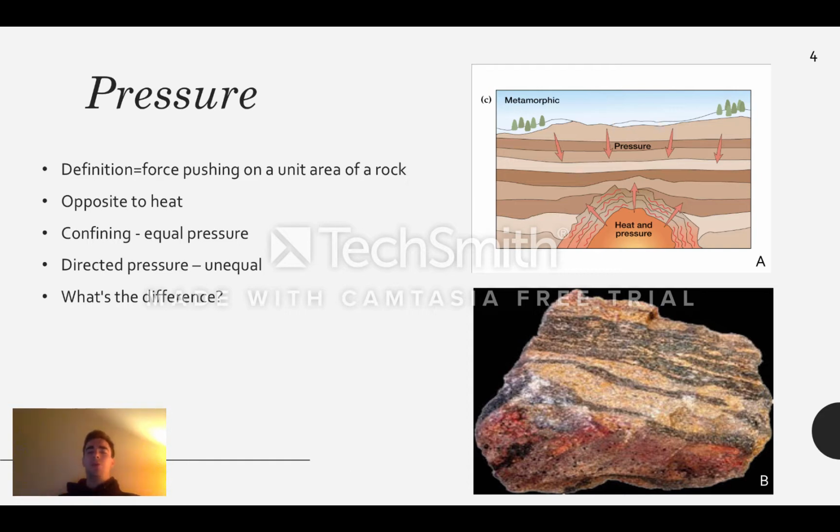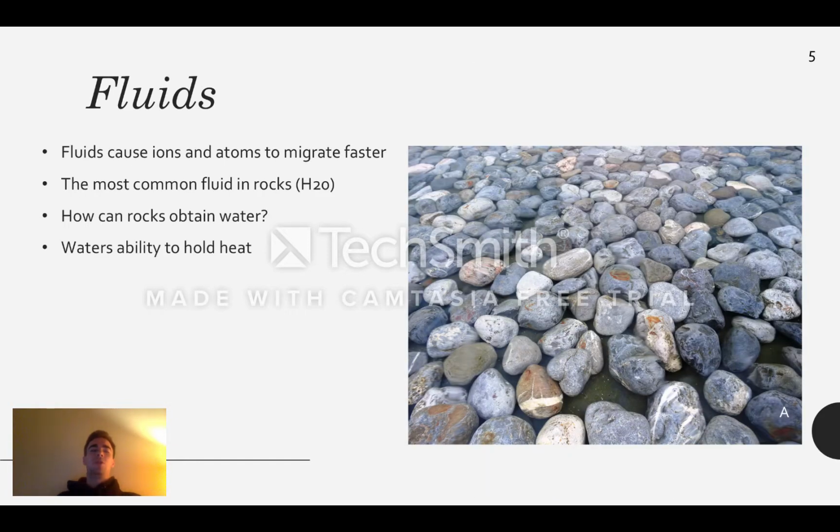So as you can see in Figure A, it's an example. It's a diagram of pressure where heat and pressure push up and out and all around. B is an example of how you can see the compression of rock, and you can see the layering just kind of morph together and turn into the new change in rock. Next, we have fluids. The picture on the right is just all these rocks underwater, and I'll talk about what rocks underwater means.